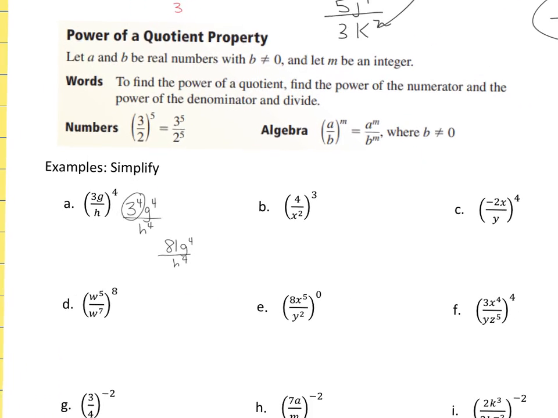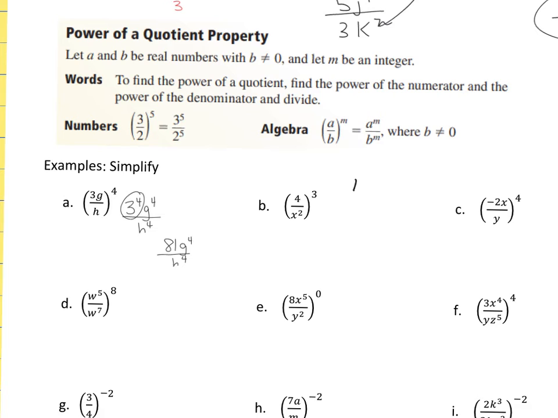Okay, B. This is 4 to the 3rd over, multiply the exponents, x to the 6th. So 4 to the 3rd is 4 times 4 times 4, which is 64 over x to the 6th.